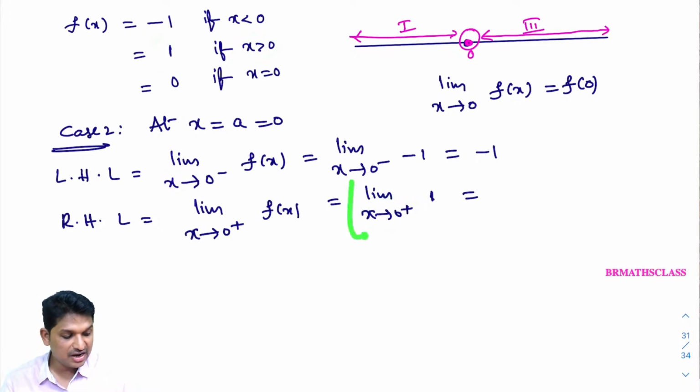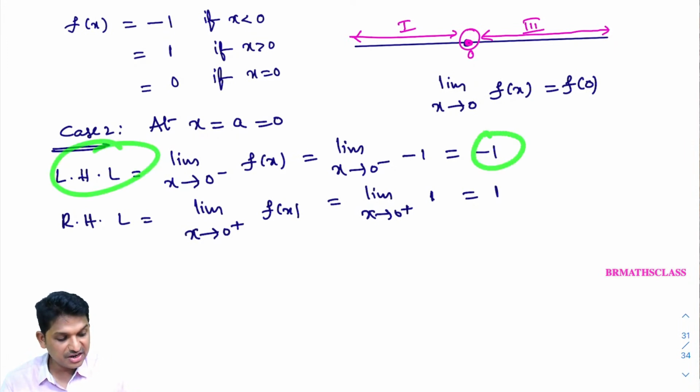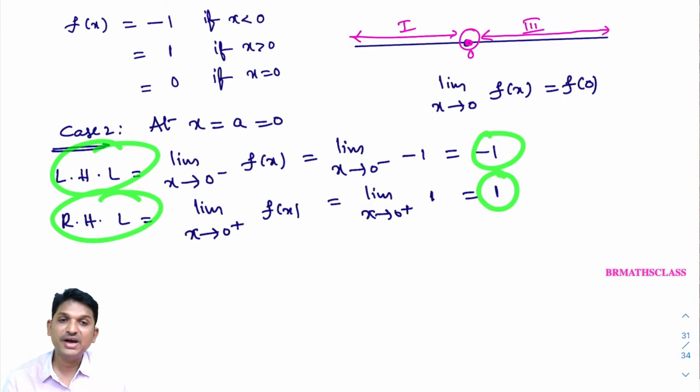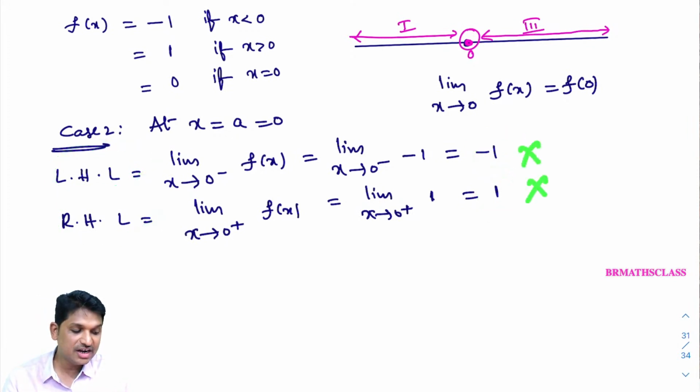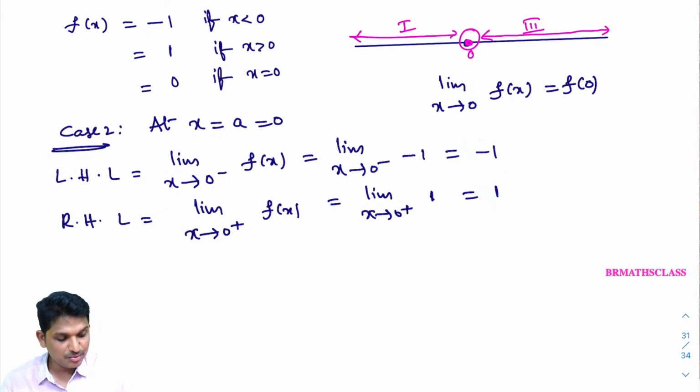Now I need to calculate this. In the given function wherever x is there you write 0, but in the given function x is not there. So what you will get here? This is 1 only. So look here, left hand limit is -1, right hand limit is 1. Oh my god, what happened? Left hand limit is not equal to right hand limit. These two are not equal. So limit exists or does not exist? Limit does not exist.